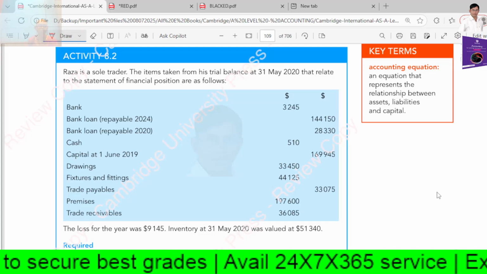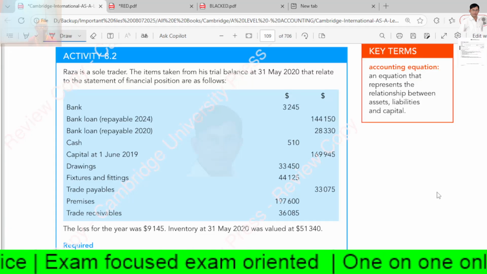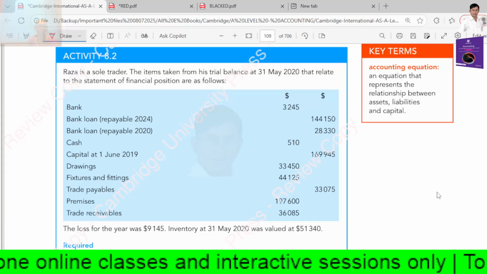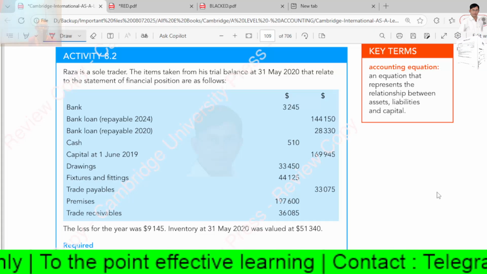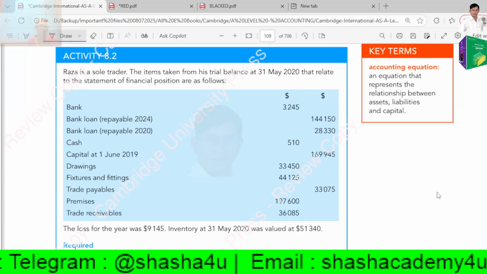The loss for the year was 9,145. Inventory at 31st March was valued at 51,340. Prepare a statement of financial position for Raza at 31st March 2020.